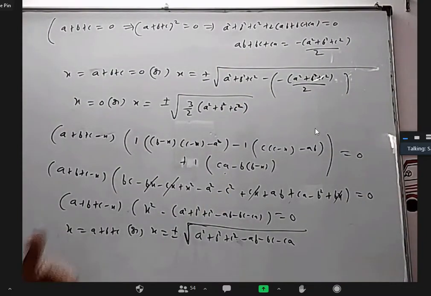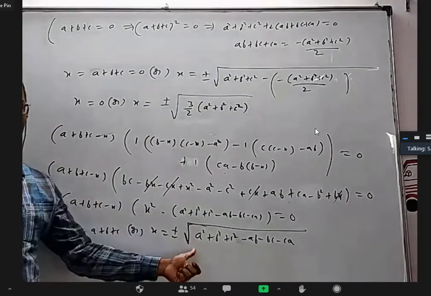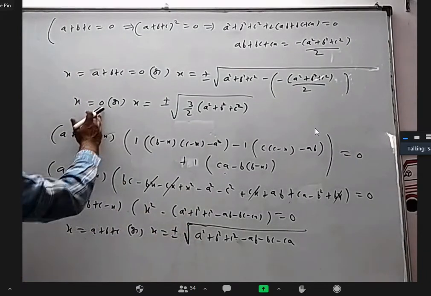Okay, so without A plus B plus C equal to 0 being given, there are 3 X values: one is this, two are this. If A plus B plus C is 0 is given, they can be slightly changed as this and this.